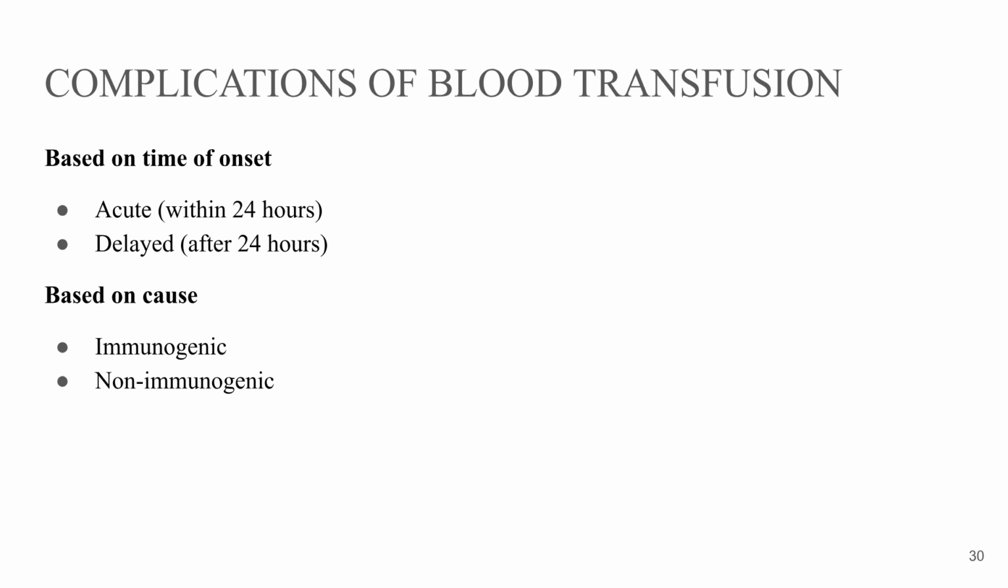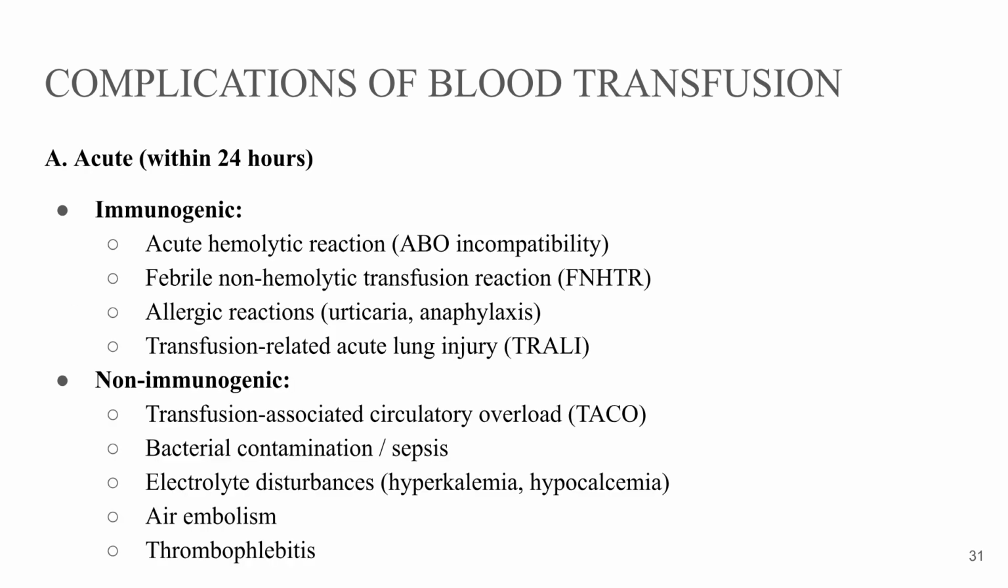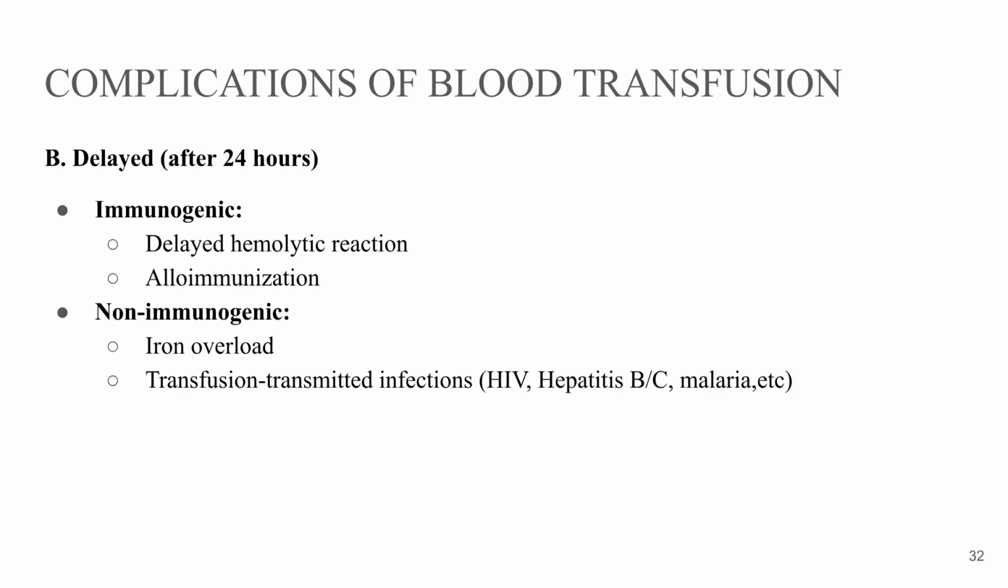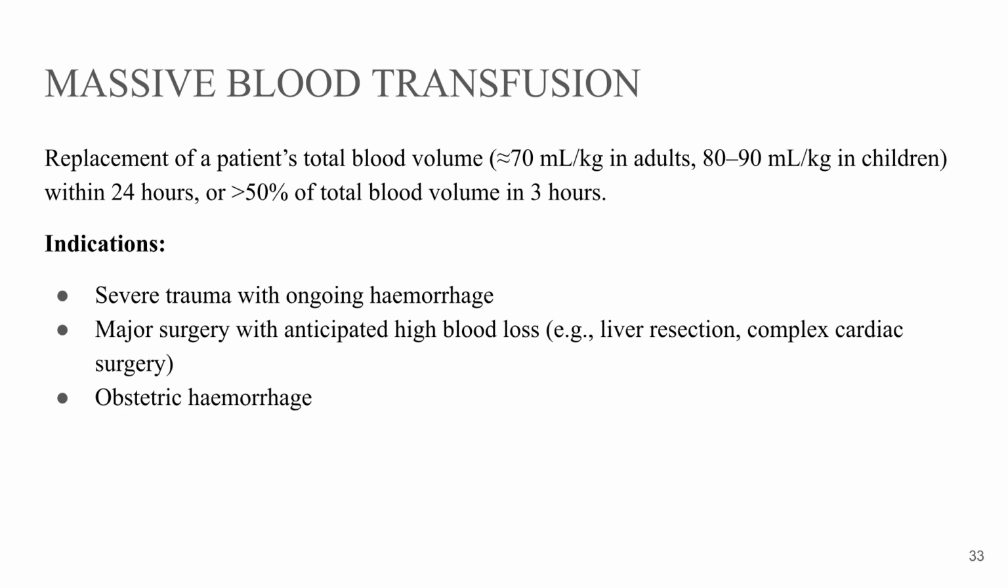Complications can be acute, occurring within 24 hours, or delayed. They can also be classified as immunogenic, such as acute hemolytic reactions, or non-immunogenic, like transfusion-associated circulatory overload, or TACO. Acute complications include immunogenic reactions, such as acute hemolytic reactions, and non-immunogenic issues, such as bacterial contamination, electrolyte disturbances, and air embolism. Delayed complications include delayed hemolytic reactions and non-immunogenic issues, such as iron overload and transfusion-transmitted infections like HIV and hepatitis.